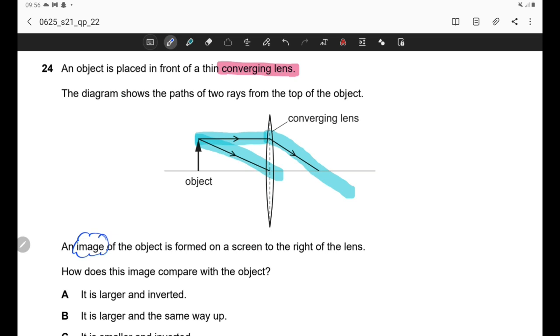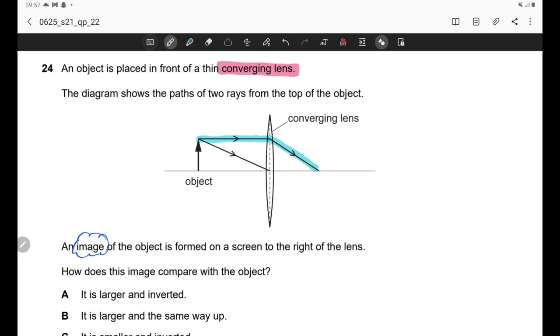So we need to compare the image and the object properties. So let's draw the image. For that we have to complete the diagram. First we can concentrate on the first ray, which is actually emerging from the object and moving parallel to the principal axis. When it crosses the converging lens, what will happen to this ray?